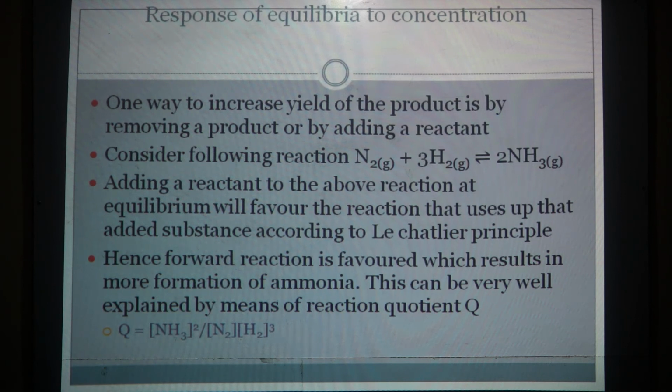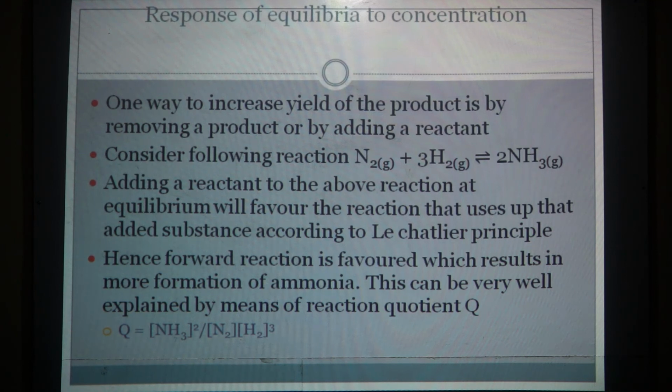Consider the following reaction: N2 plus 3 H2 gives 2 NH3. Adding a reactant to the above reaction, equilibrium will favor the reaction that uses up the added substance, according to Le Chatelier's principle. Hence, the forward reaction is favored, which results in more formation of ammonia.